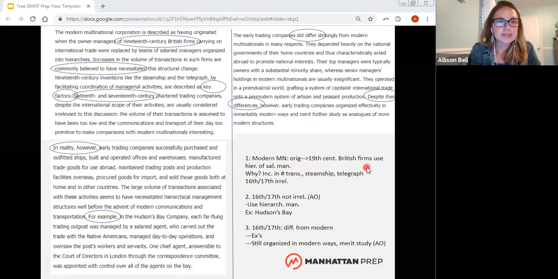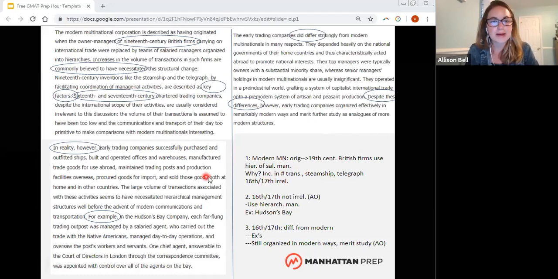So I have a quick summary of the first sentence, and then I'm immediately thinking, how does the rest of this paragraph relate to the first sentence? That's why I circled "commonly believed to have necessitated this change." The first sentence is talking about how a modern multinational corporation has a structure that originated from 19th century British firms. And the second sentence is basically telling me why those firms had that. They had these inventions that were important factors. And then they contrast with the 16th and 17th century, saying that was irrelevant.